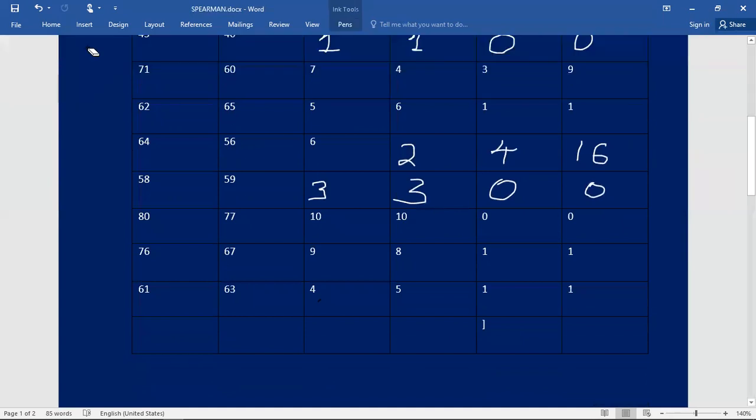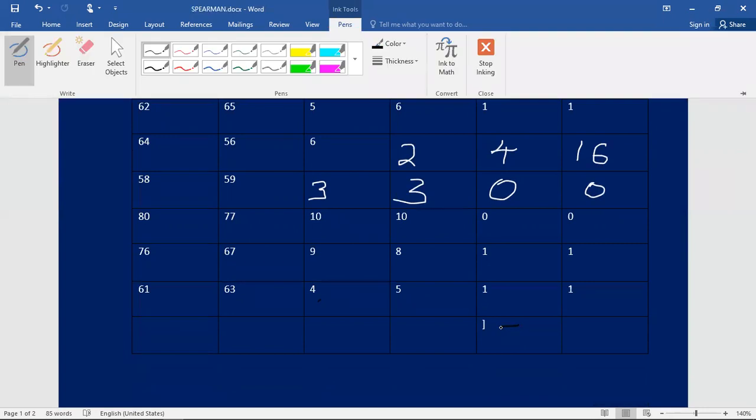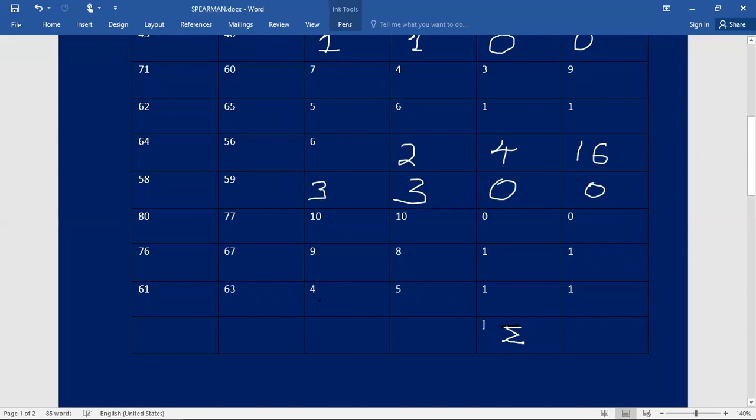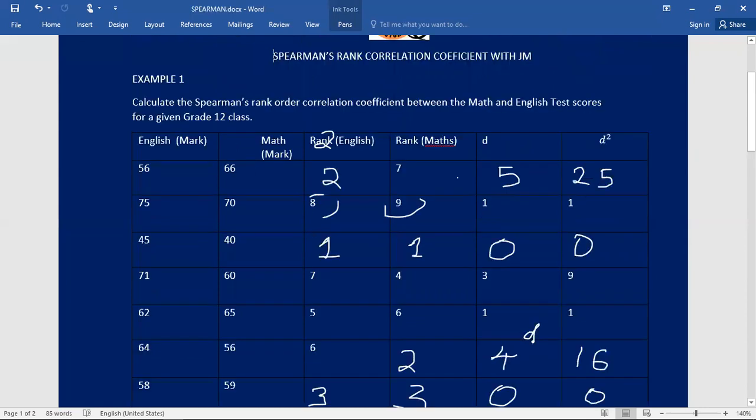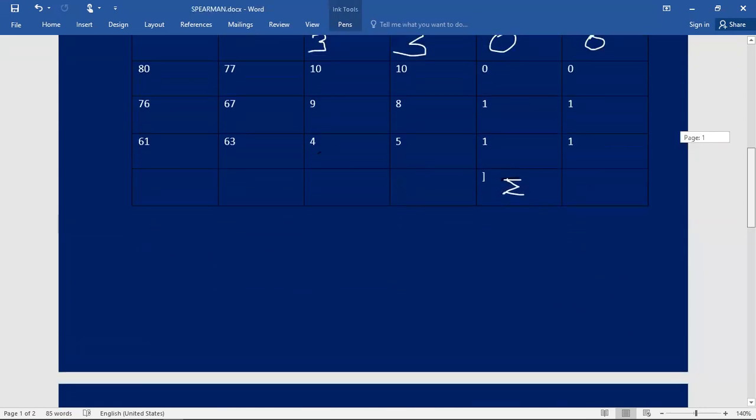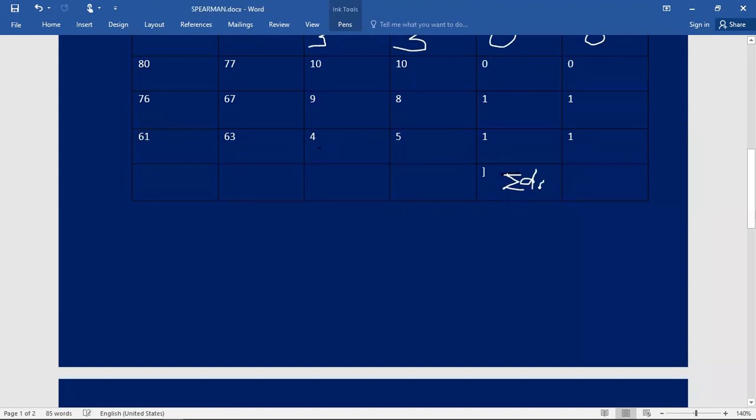All right. Then the rest of the numbers are there. So now what we do is we have to find the sum. We have to find the sum of di squared. The sum of di squared. This will be equal to what?